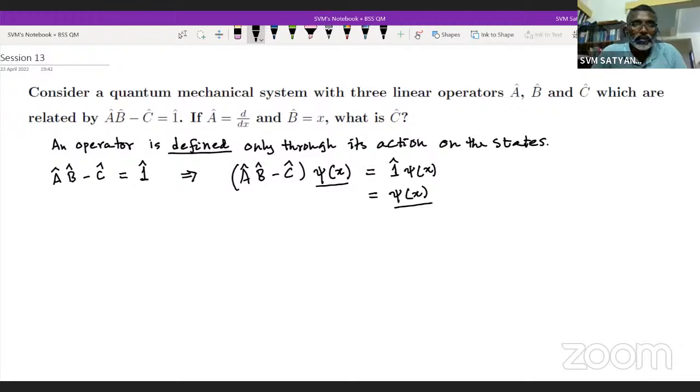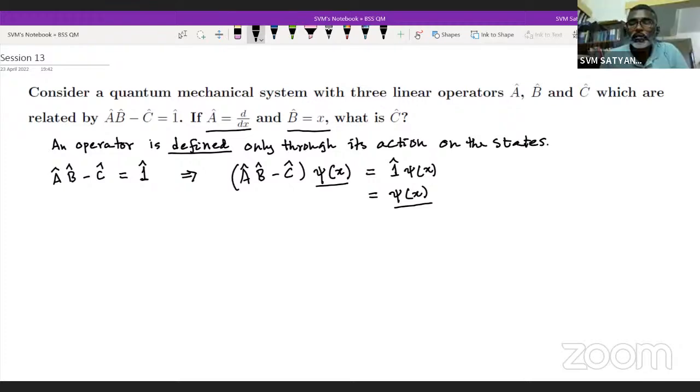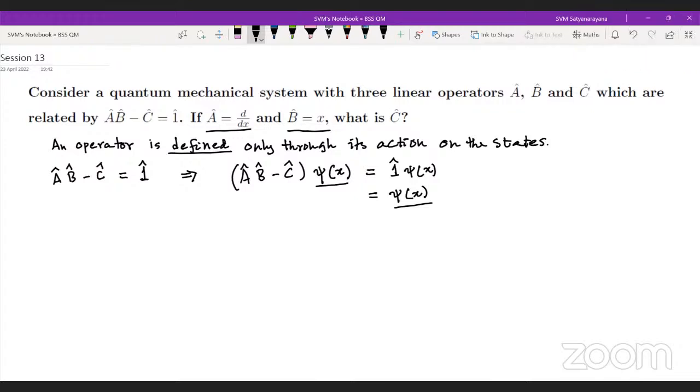Okay. Now you can ask a question. Now use the data given. Your A is given as d by dx, B is given as x. Yeah, what is the question?